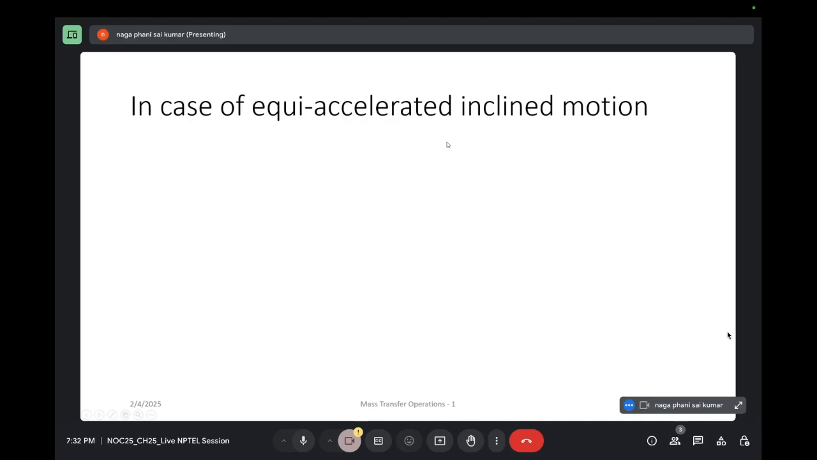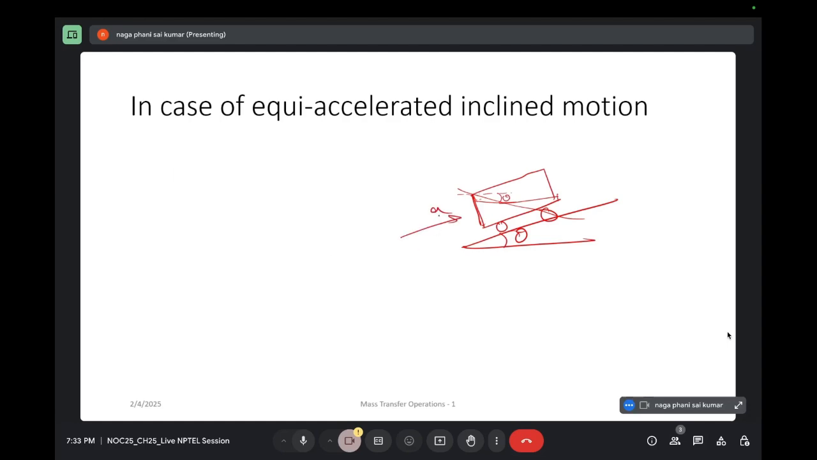and if the sample or if the liquid is moving in an inclined motion, accelerating in an inclined motion. So let's say this is inclination of theta, and if this wagon or container is moving, so the liquid will be at an angle. This is going to be theta. Okay, so now in this case it is moving with the acceleration a.